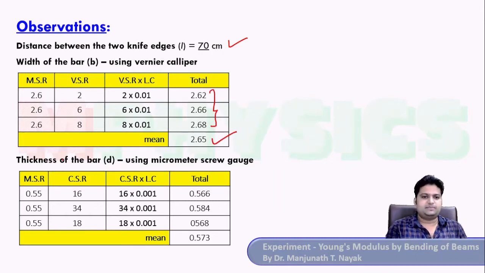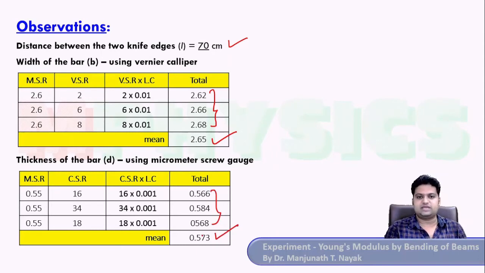Similar process for the micrometer screw gauge. Instead of the vernier scale reading we have the circular scale readings there, and luckily the screw gauge was on 0, so there are not many errors to be added and subtracted. So straight away we could write this reading here, and the thickness was found by averaging, adding and dividing by 3, and you will get this value for the thickness.